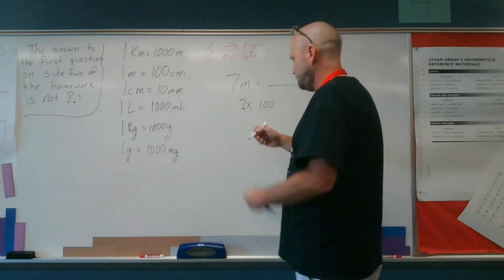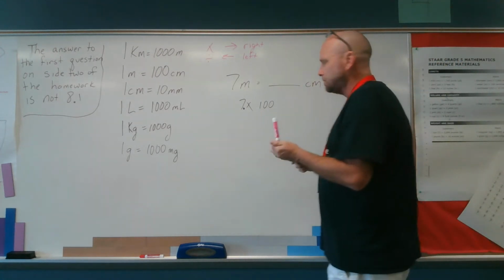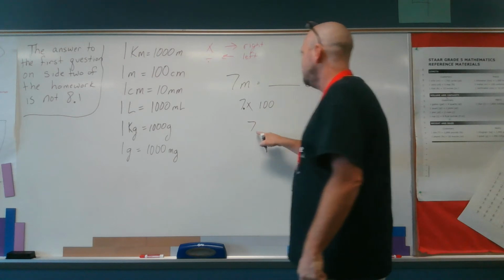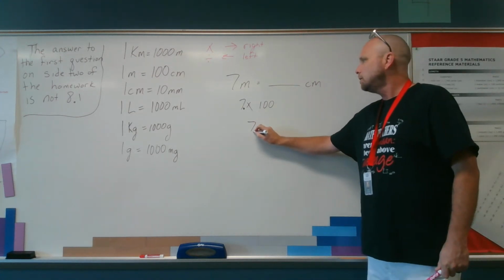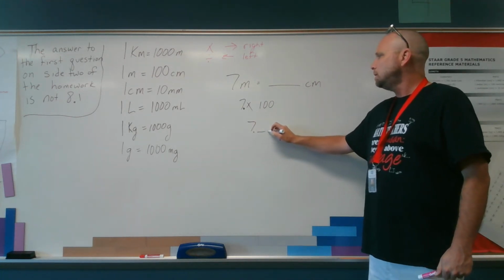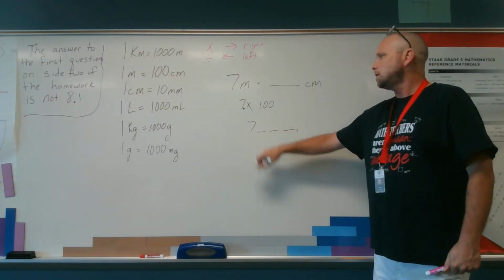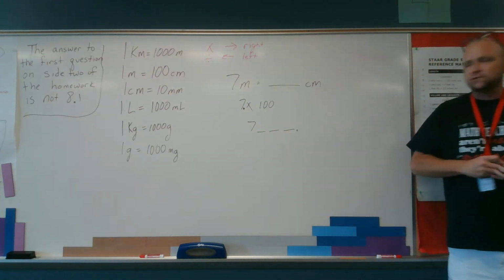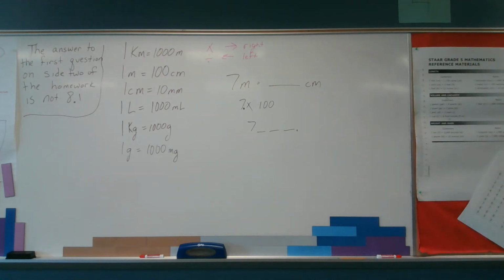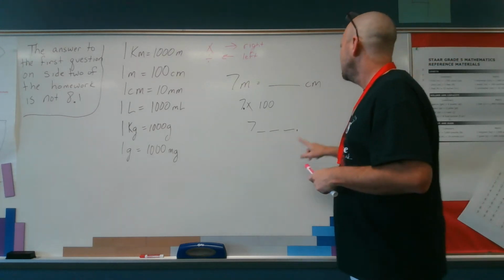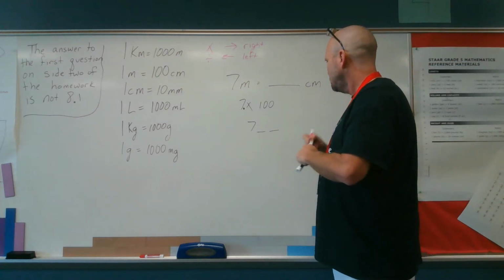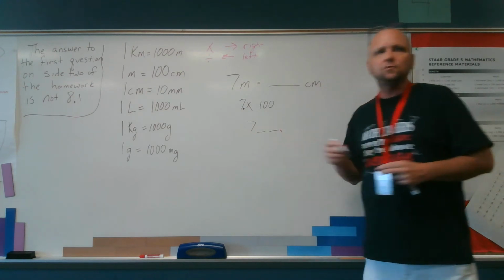So if I have 7, my decimal point's there, I need to move it 1, 2, 3 places. So it needs to move there. I can't just leave lines there. What should I put in those places? It actually only needs to move 2, doesn't it? I'm sorry, my bad. What should I put in these 2 places?